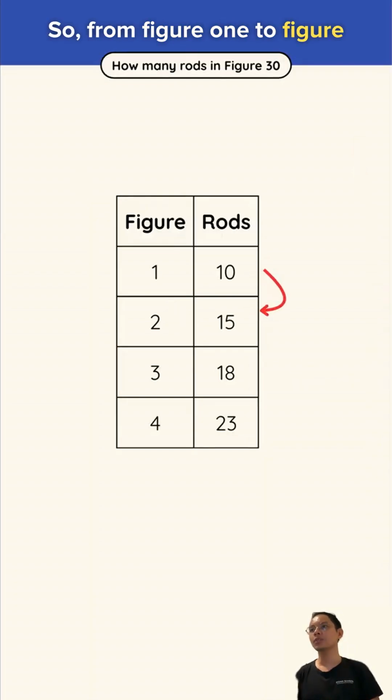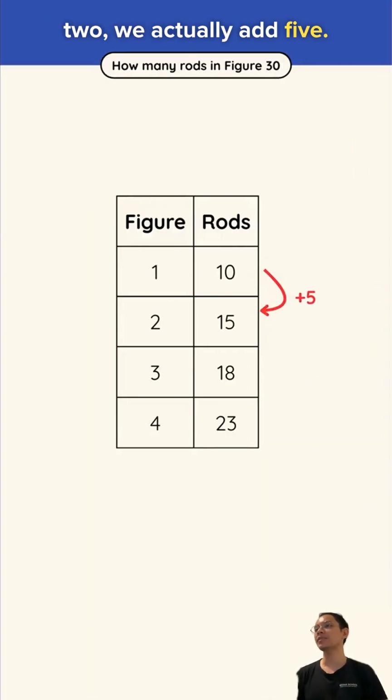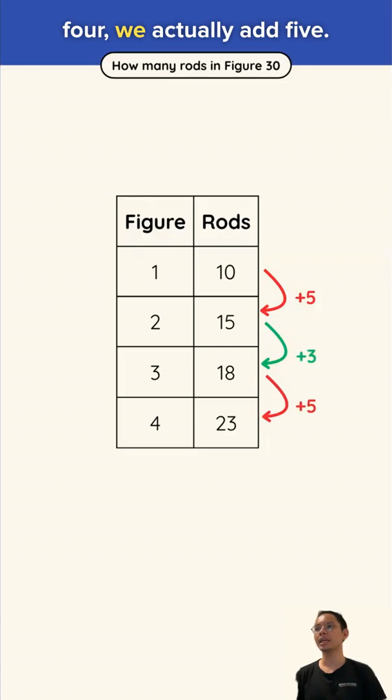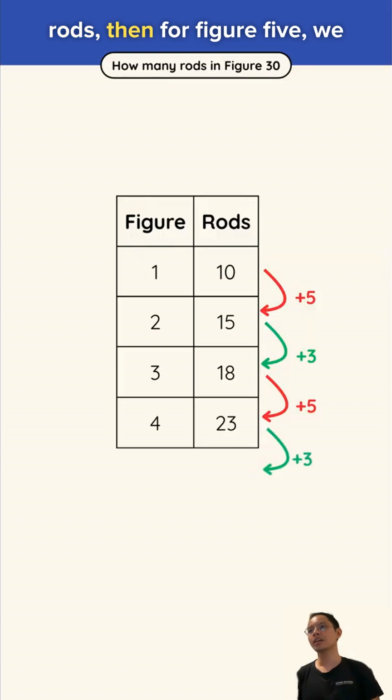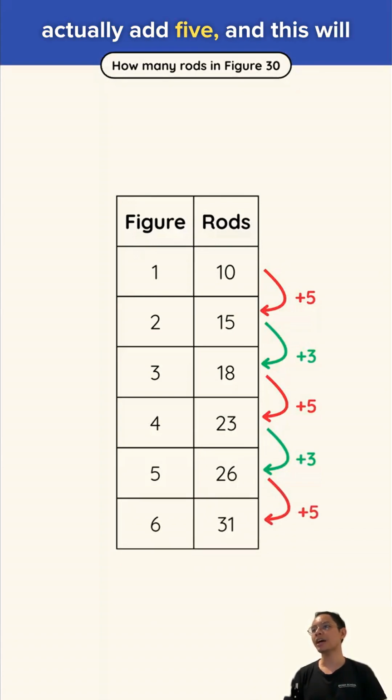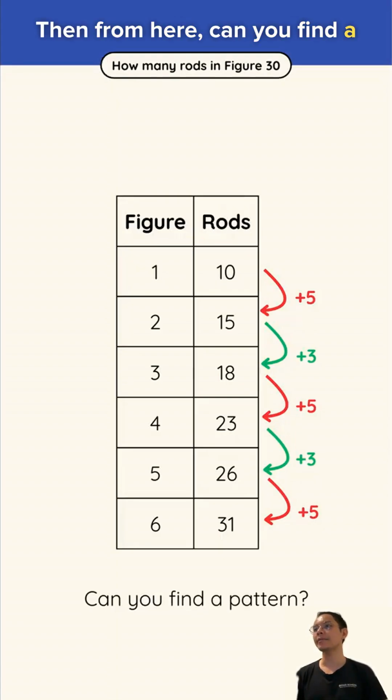From figure 1 to figure 2, we actually add 5. From figure 2 to figure 3, we add 3. And from figure 3 to figure 4, we add 5. So let's add 2 more so we can see the whole pattern. For figure 5, we add 3, and this will give us 26 rods. And for figure 6, we add 5, and this will give us 31 rods for figure 6.